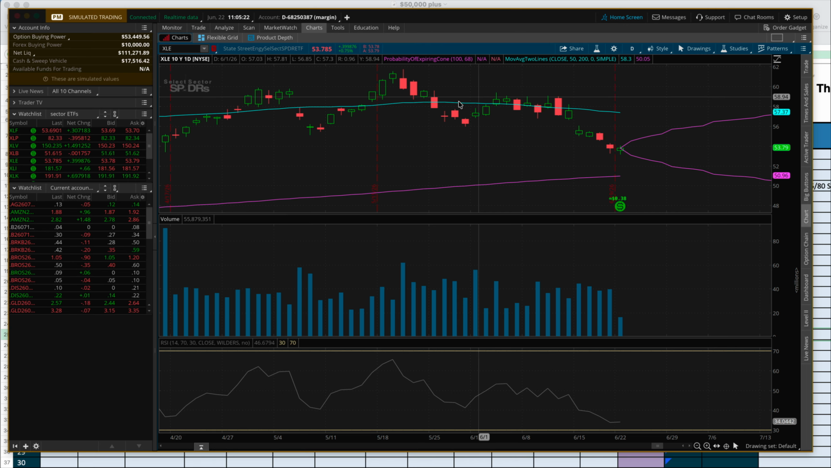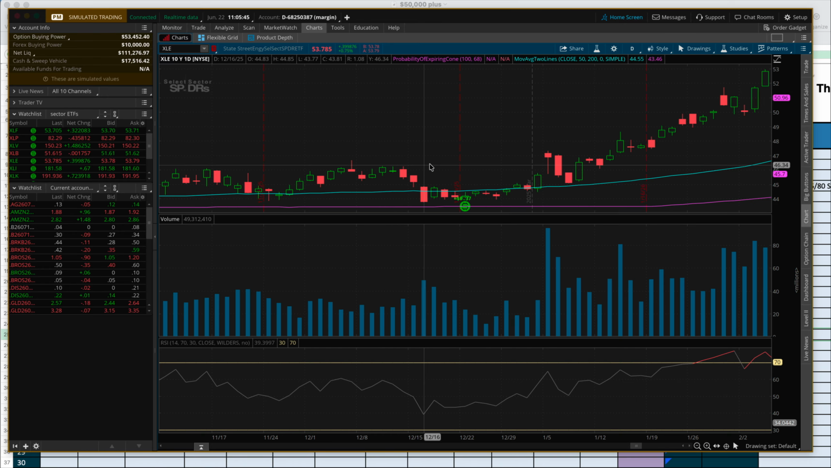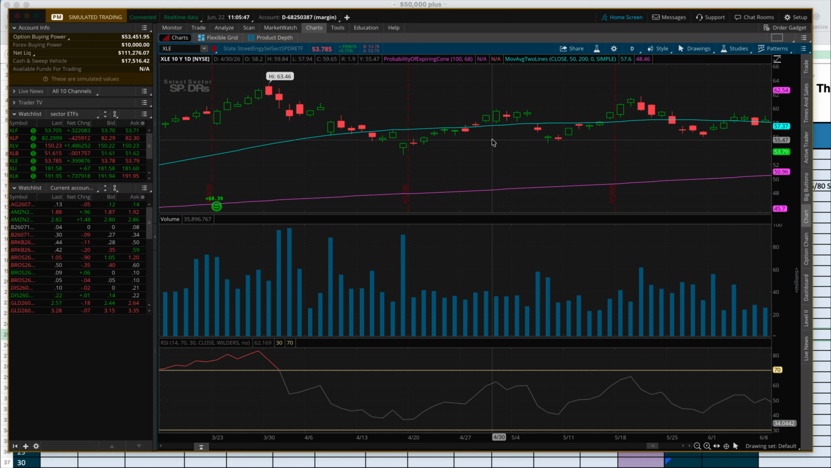XLE is the exchange traded fund for oil companies, and of course with the war maybe winding down, oil prices have come down, so we'll see what happens there. And if this does come back down, we can see it coming back down to where it used to be, maybe down to 46. It can come all the way back down to where it was before the war happened.